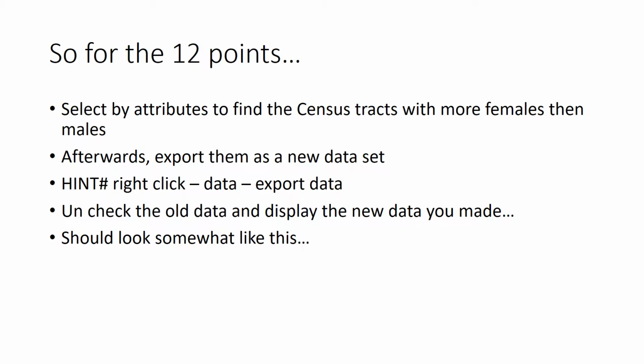So, now, how do you get your 12 points? What I want you to do is select by attributes to find all the census tracts where there are more females than males. And then afterwards, you're going to export that as a new data set. Here's your big hint. Remember, right-click on the data itself in the table of contents, go down to data and across to export data. Don't forget that. And once you've done that, I want you to uncheck your old data so that it only displays the new data that you made. And when you do that, it should look something like this.